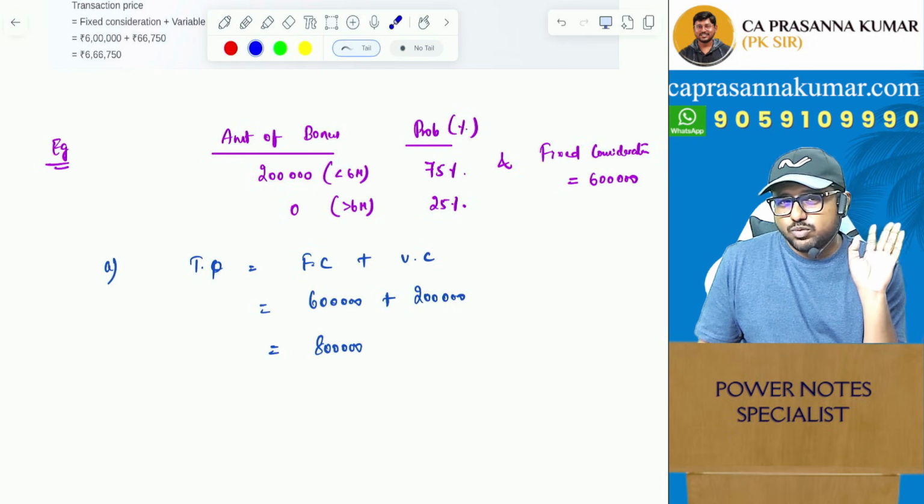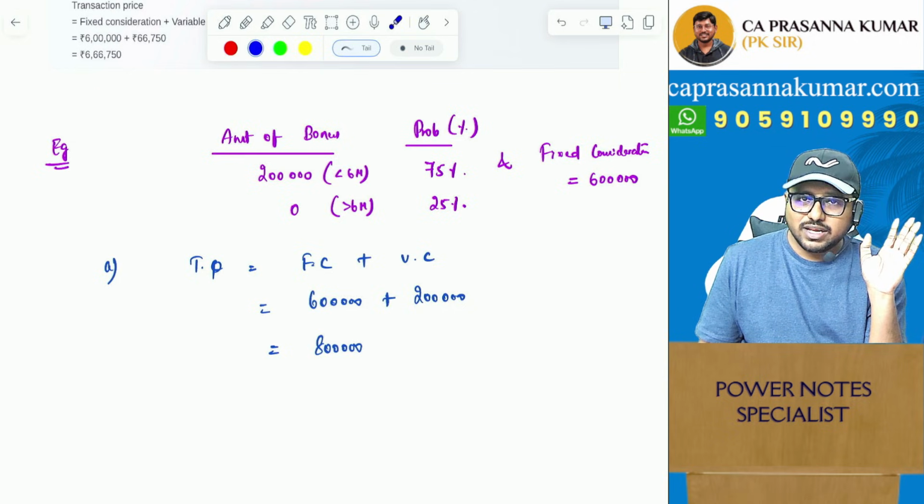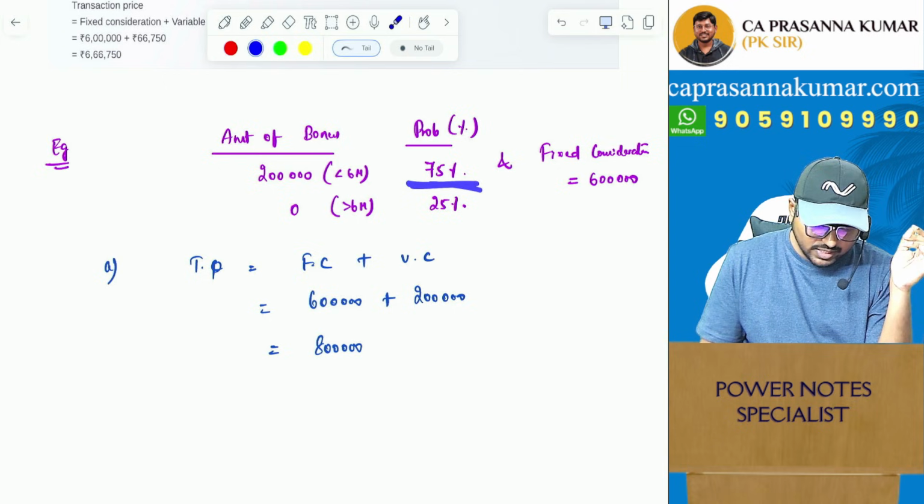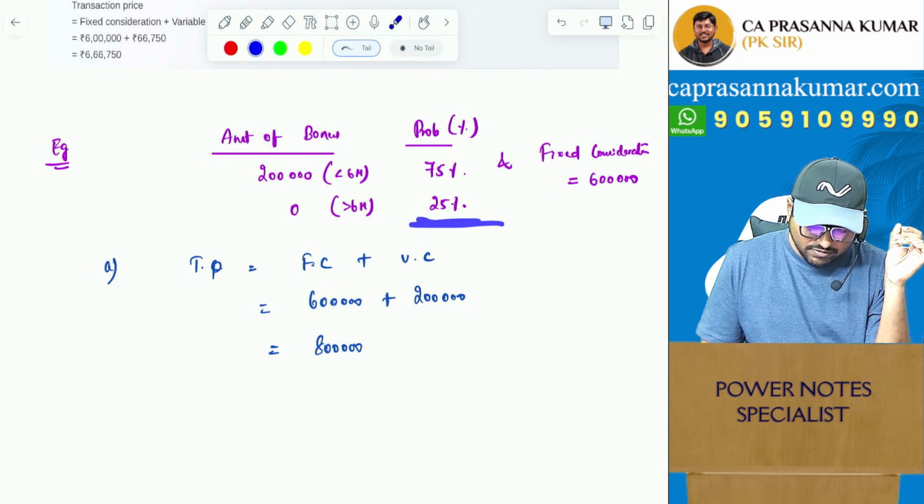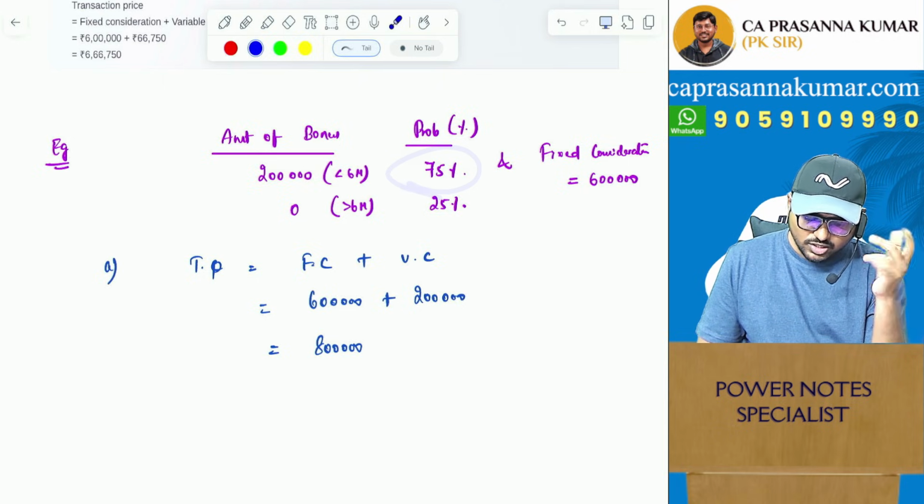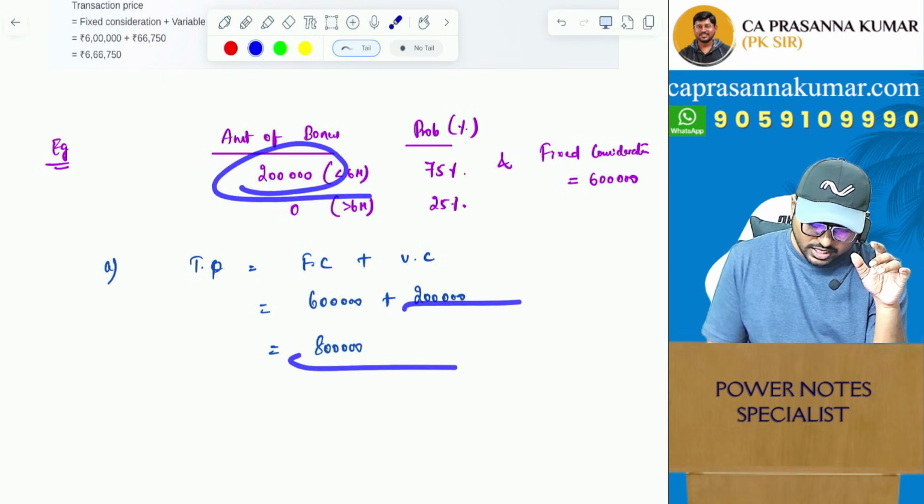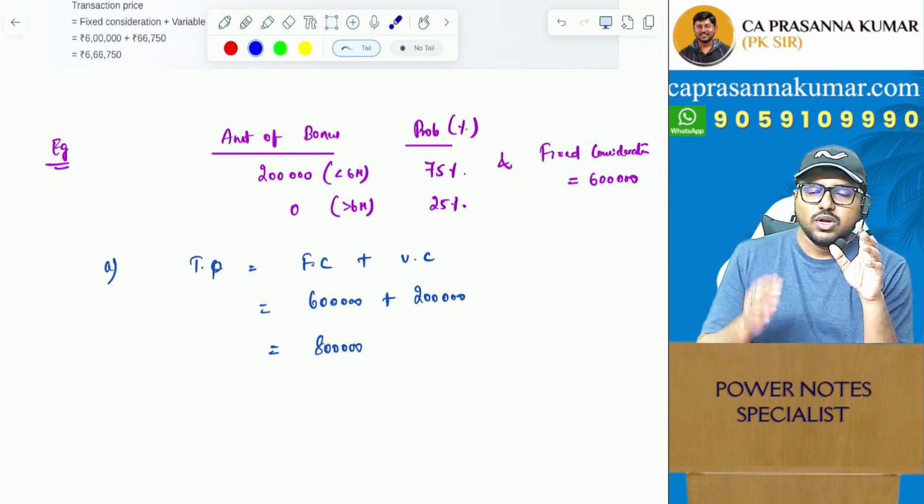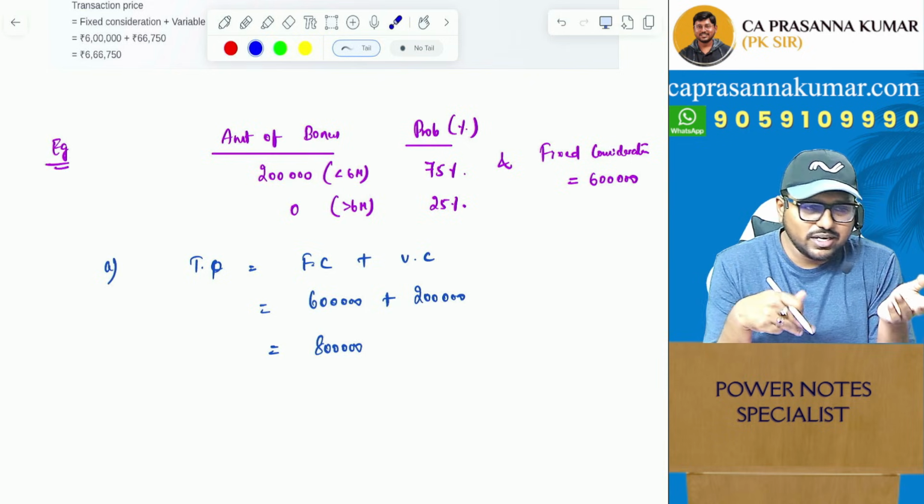So when there are only 2 possibilities, you look at the most likely scenario. 75% probability that you will be getting 2 lakhs. 25% probability that you will not be getting anything. So which is most likely to happen? 75%. So therefore directly take 2 lakhs. Here you will not be multiplying with probability. You understand the point? Most likely means only 2 options. Either you get it or you don't get it.